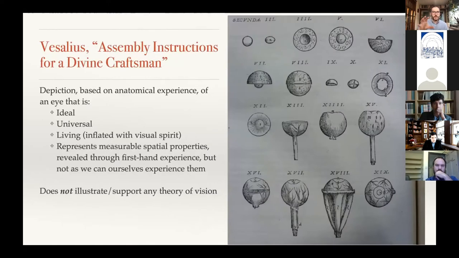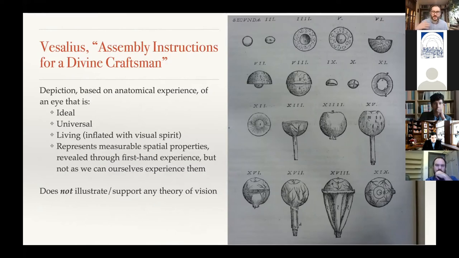But what we can say about this, this is the second set of images, which I call assembly instructions for a divine craftsman. You would never see these parts as they were dissected in such a way. A lot of these are fluid. So what you get is this ideal eye, in the sense that it is not at all diseased or abnormal. It's universal. It's not of a particular dissection. It's living in the sense that it is infused with visual spirit, but it also claims to represent measurable spatial properties revealed through firsthand experience, but interestingly, not as we ourselves could experience them. It's an idealized living eye.